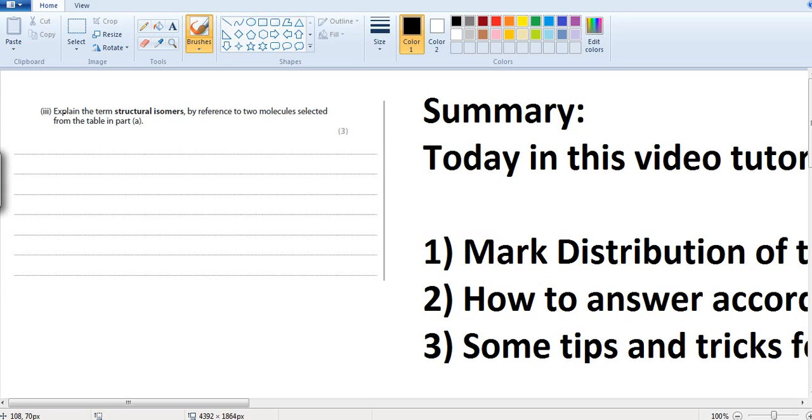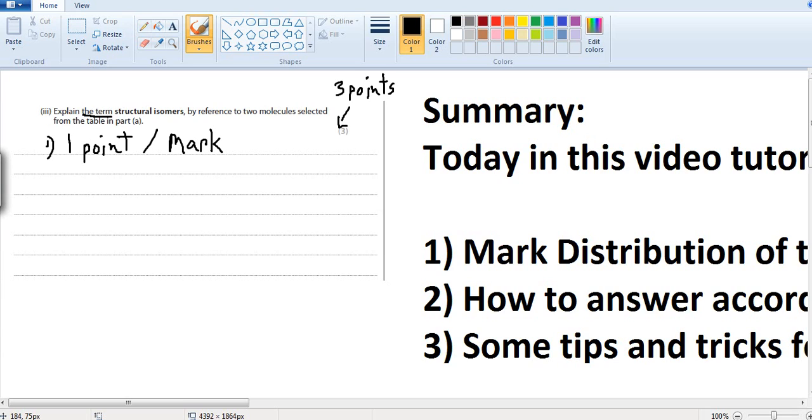First of all, let us break this question into three parts. Let me tell you one thing: for 3 marks there should be 3 points. So we need to make 3 points. For every typical question we need to break it down and make 1 point per mark. So let us break this question.